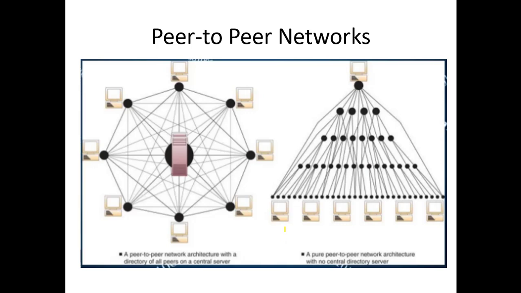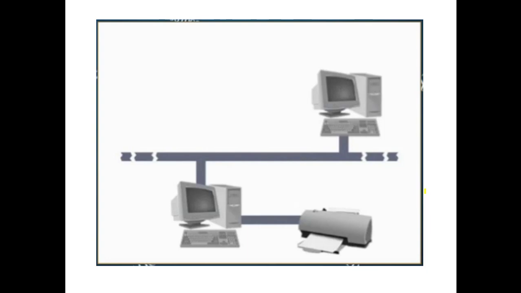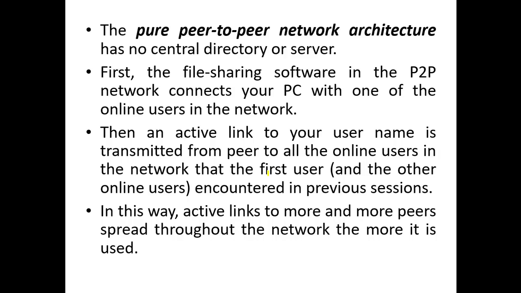And we have here the peer-to-peer network. So from one computer connected to another computer, that's one network, or another device to be connected. This is an example of a peer-to-peer with an online server, and the other one has no central directory server. So we have here the example of peer-to-peer, then we have the media connecting the two nodes. The pure peer-to-peer network architecture has no central directory or server. So the file sharing software in a P2P network connects your PC with one of the online users in the network.